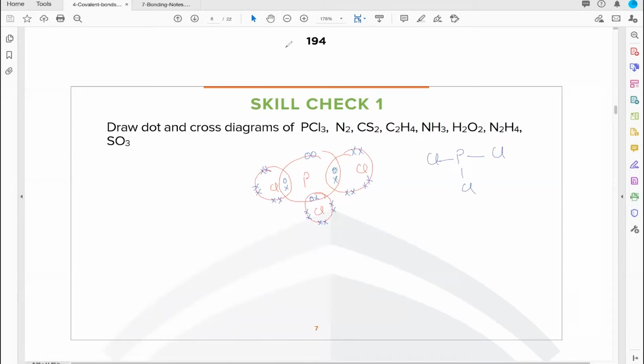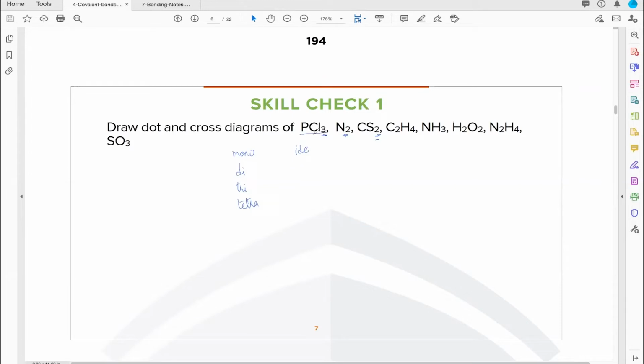How do we name these things? Whenever you name these things, you have to remember to name each of these elements. And the numbers here have names for them. So for example, 1 means mono, 2 means di, 3 means tri, 4 means tetra. Now the last element will have IDE at the end of the name. Just these 2 things that you need to remember.